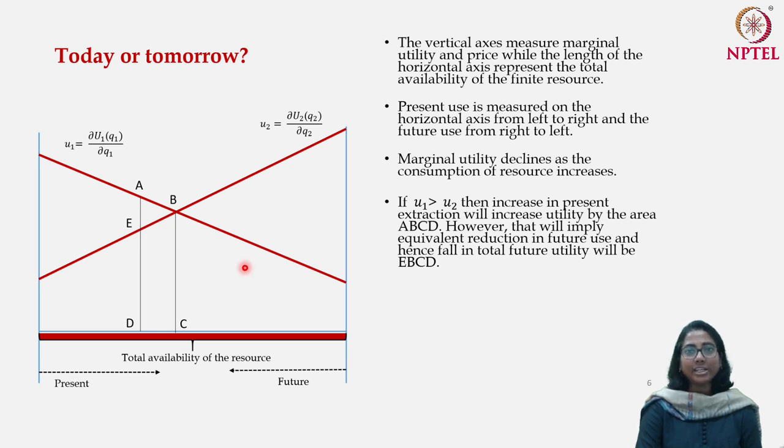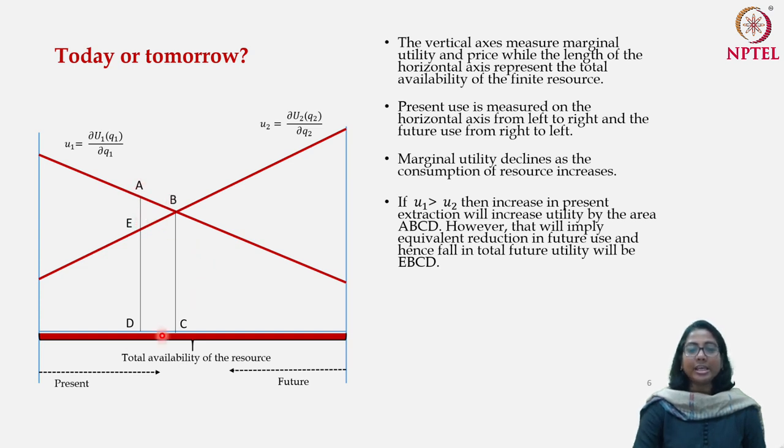So what is the gain in your utility? You are gaining in terms of utility because you are increasing your present consumption, and you are losing in terms of utility because you are reducing your future consumption. However, this diagram shows that in this kind of situation, if U1 is greater than U2, that is, the marginal utility of Q1 is greater than the marginal utility of Q2, then it's probably a wise decision to increase the consumption of the present. Because as you move on from D to C, your net increase in utility is captured by the area ABE.